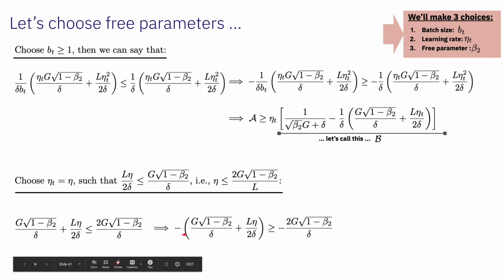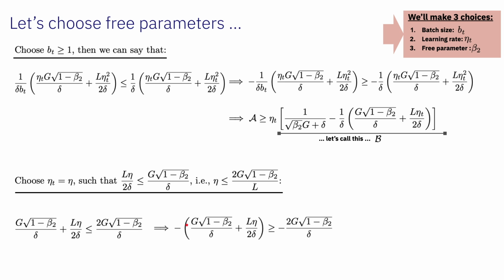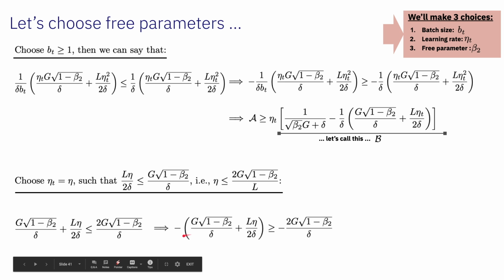And therefore, minus that is greater than minus 2g square root of 1 minus beta 2 over delta. Why is that the case? Because we just multiplied by negative, and that means we flip the sign, right? We multiply by negative, we flip the sign. And then that will allow me now to say that my b, so this term here, is greater than 1 over square root of beta 2 plus g, g plus delta, minus 2g square root of 1 minus beta 2 over delta squared. So why is that the case?